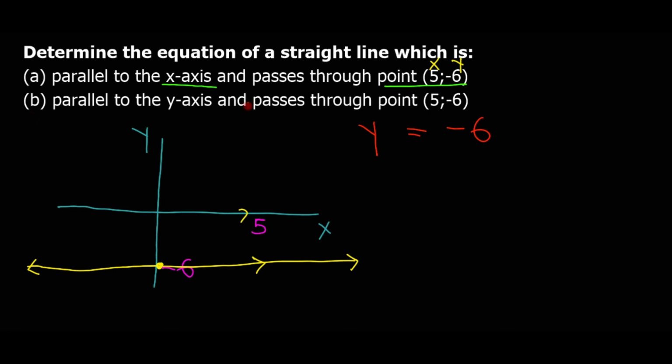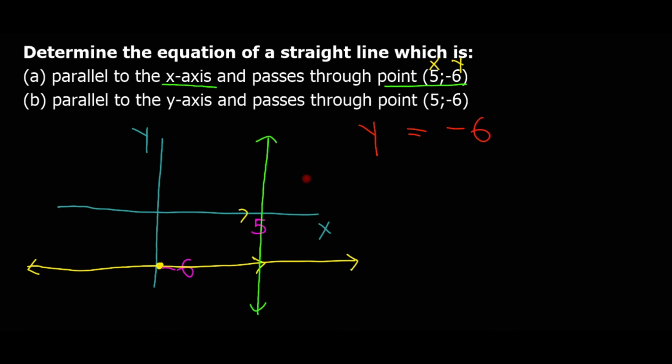Part B is parallel to the y-axis and passes through 5 and -6. So it's the same point. Because it's parallel to the y-axis, it can only be something like this, because this is the y-axis. These lines can only be parallel to the vertical line. So because it goes through point 5 and -6, it will be this one.